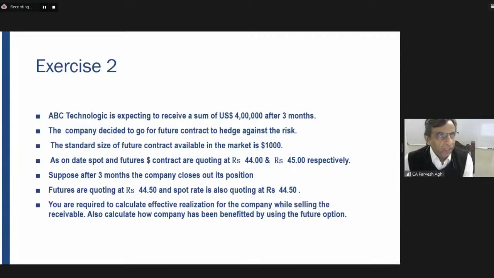ABC is an exporter. He is going to receive the money after 3 months, and the lot size is $1,000. So 4 lakh divided by 1,000 will be 400 contracts. We know that. Let's solve the question.